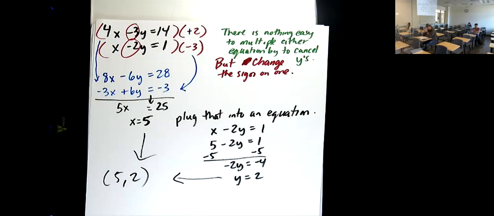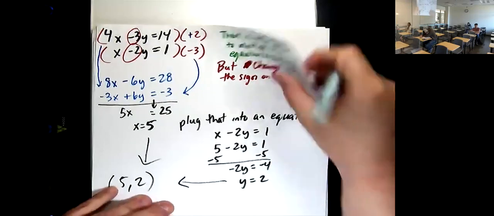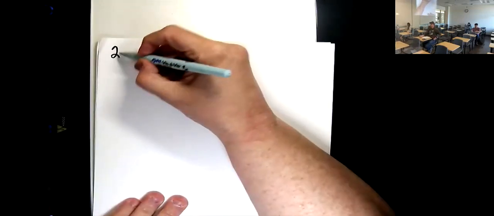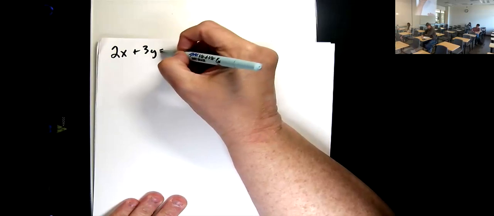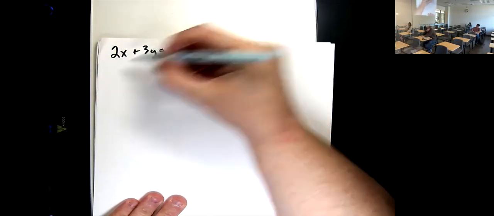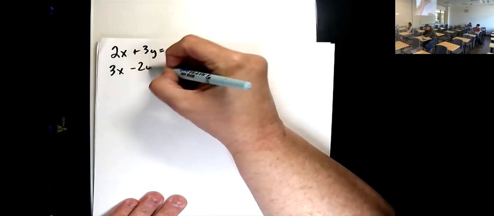Guys ready for a hard one? Well, hard is relative. 2x plus 3y equals -1. 3x minus 2y equals 18.